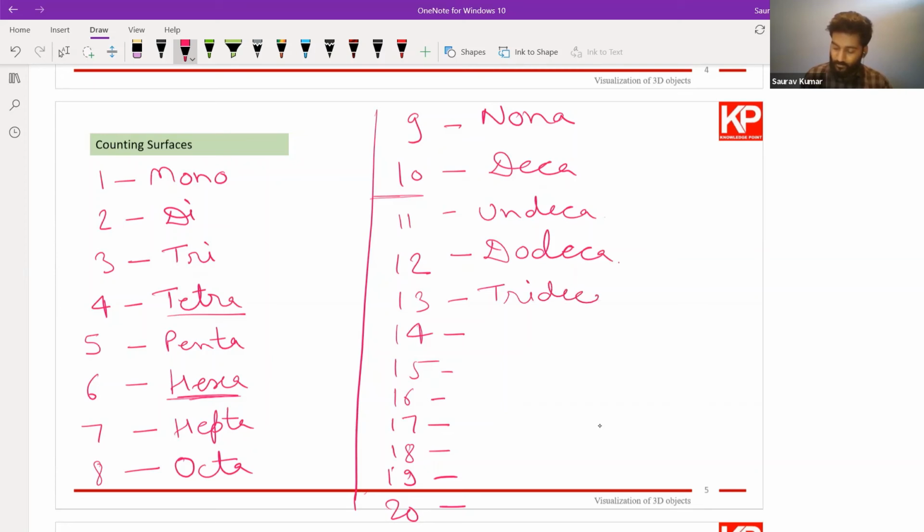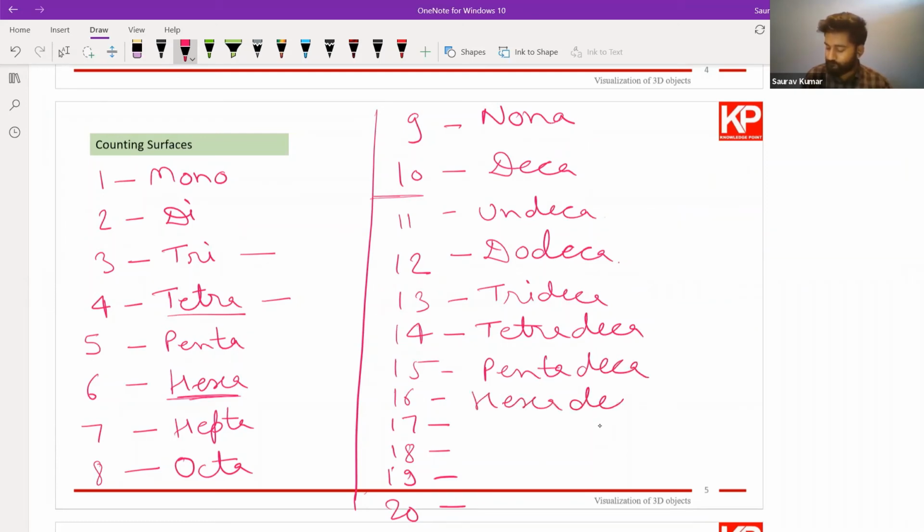Then trideca, then tetradeca. So these become easy to understand and remember. Then we have pentadeca, hexadeca. You see, from this onwards, they are using the same words. So this would be heptadeca.